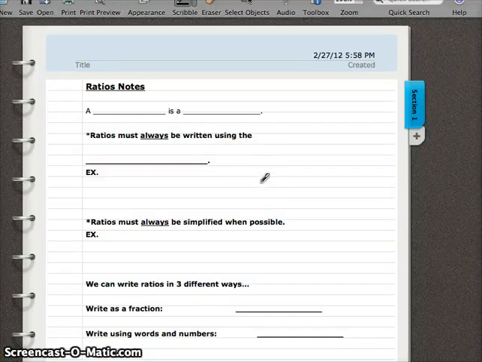In this video, we're going to be talking about ratios. So in that last video, we simplified fractions. And a ratio can be a fraction. It can also be some other things.